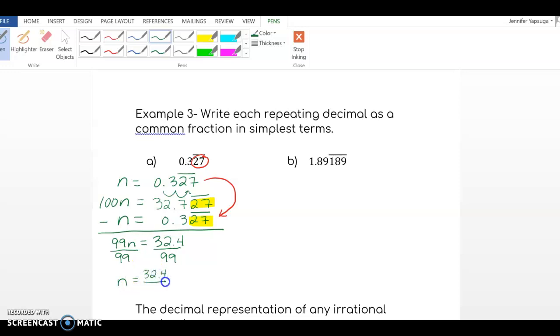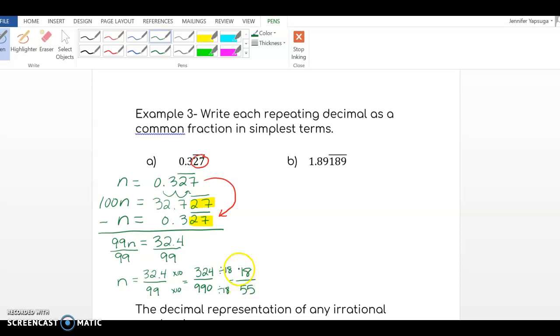32.4 over 99. Now I can't have that decimal in my numerator, so I'm going to multiply both the numerator and denominator by 10 so that I get 324 over 990. And then now I need to simplify. If I wanted to simplify this fraction, I could divide by 18. And that gives me an answer of 18 over 55.